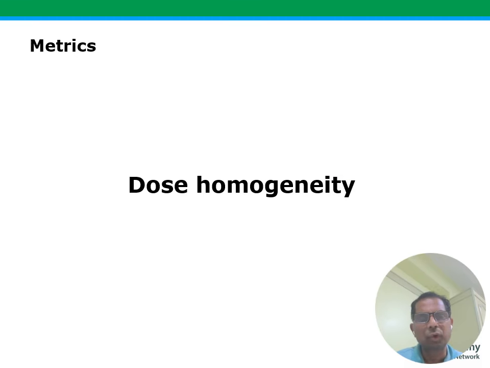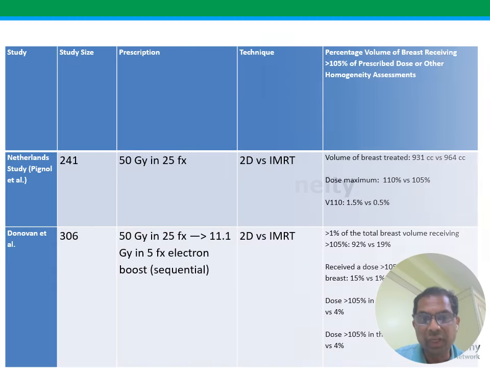The second metric I'm going to talk about is dose homogeneity. Dose homogeneity is not commonly practiced, even though there is more and more data on it. The newer hypofractionation studies have included it. There are different ways to define it, so I will try to summarize and explain how we approach dose homogeneity, because it does predict the risk of skin toxicity.